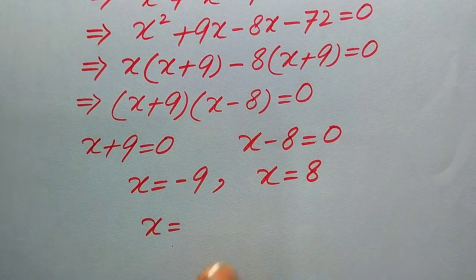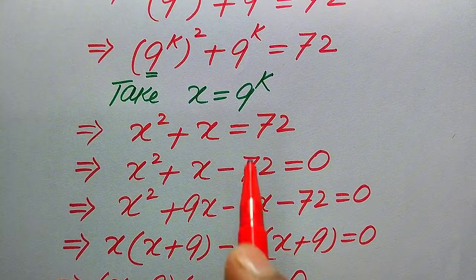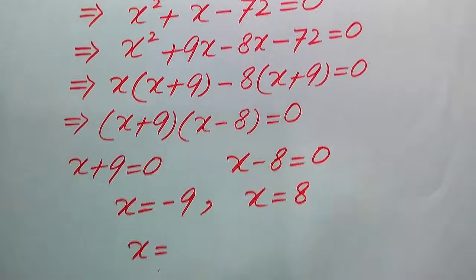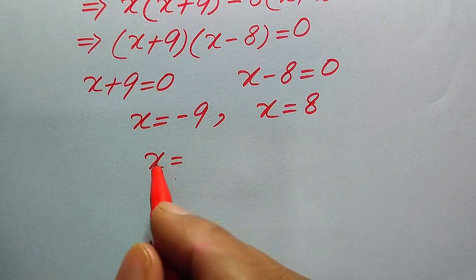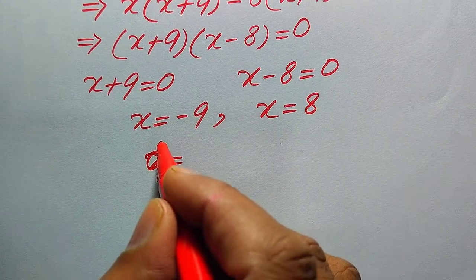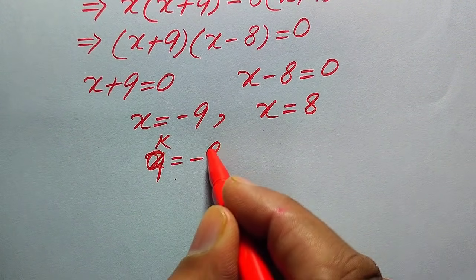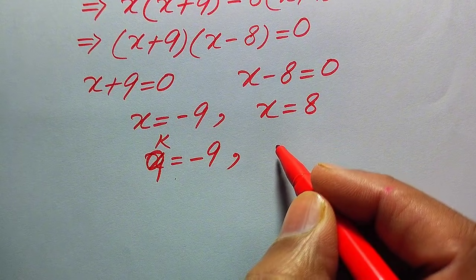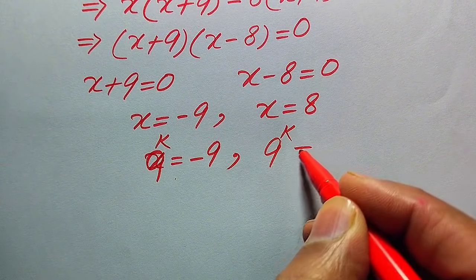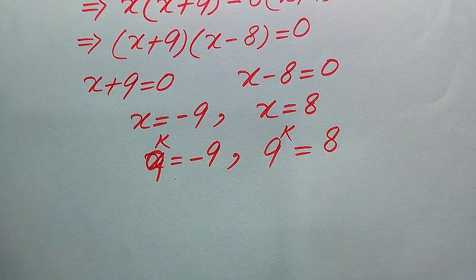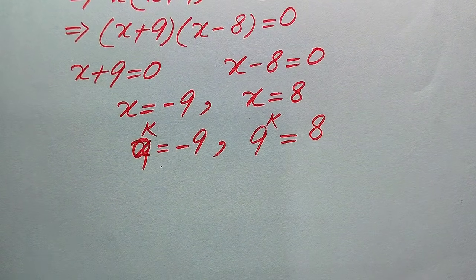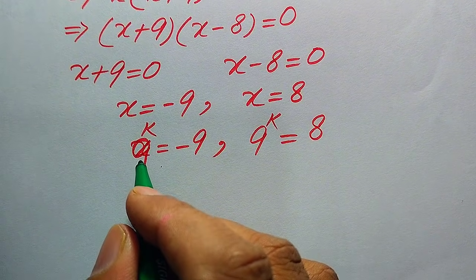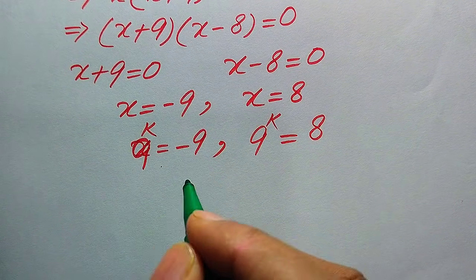But in the start of the problem you see we took x is equal to 9 to the power of k. So we back substitute this value here. When we put the value of x here, it becomes 9 to the power of k is equal to minus 9, and in the other case we have 9 to the power of k is equal to 8. So you see that on the left hand side we have an exponential function, and you know that an exponential function always gives us a positive value. So it is not possible that an exponential equation gives us a negative value.